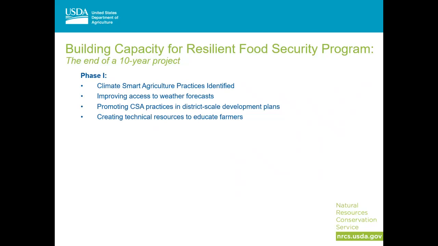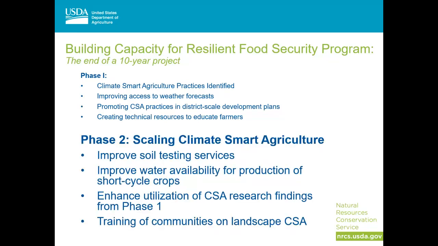So the project that we were working on is called Building Capacity for Resilient Food Security Program. It's the end of a 10-year project. So actually Tom is over in Tanzania right now wrapping up the project. Phase 1 was already complete when we hopped on, and that was where they identified climate smart agricultural practices that work in these systems, improved access to weather forecasts, promoted CSA practices in district scale development plans, and created technical resources to educate farmers. So they've created little pocket field guides for farmers on different practices that they could use, and have done a lot of work from phase 1.